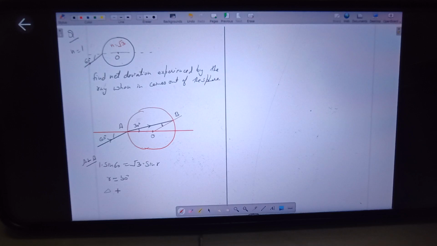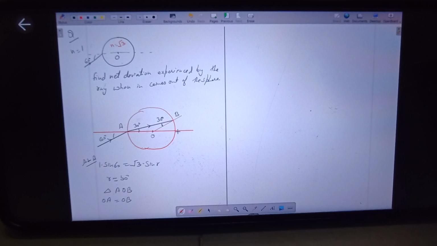Now, if I take this triangle AOB, OA will be equal to OB because both are radii of the sphere. So it makes an isosceles triangle, and we know that for an isosceles triangle the corresponding angles will be the same. So this angle will be 30 degrees. So the angle of incidence at point B is 30.